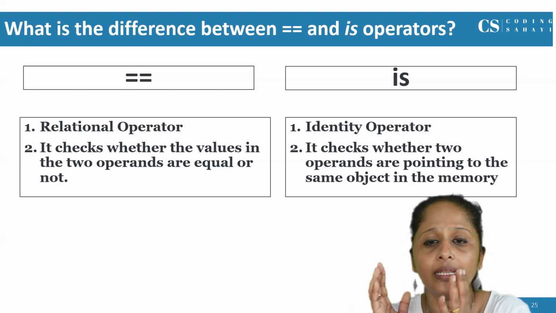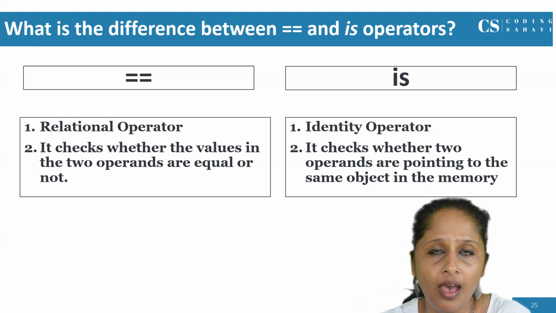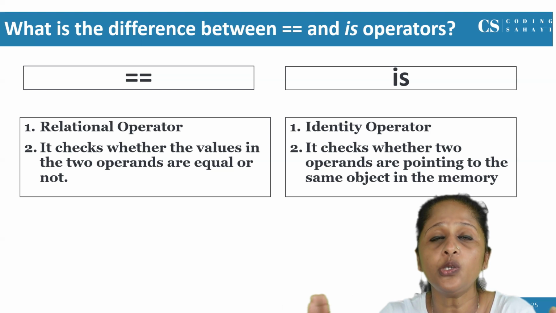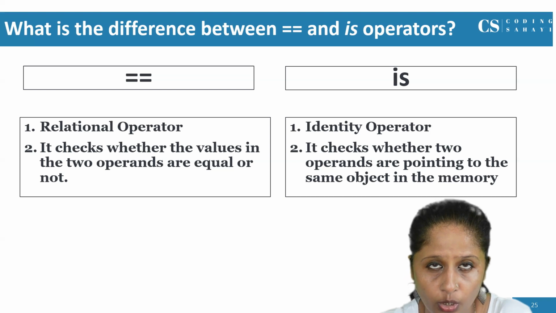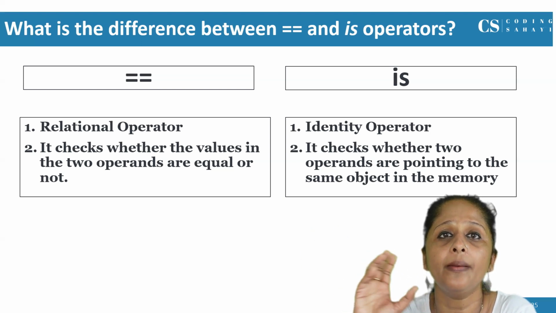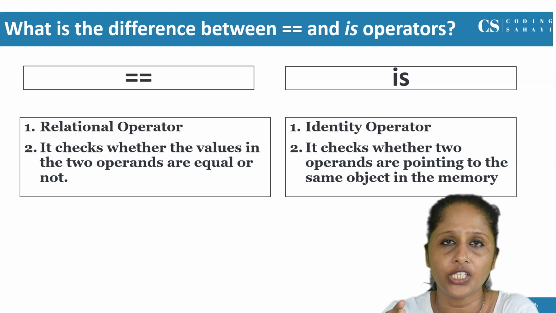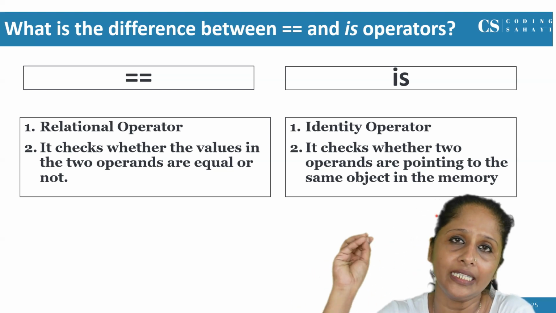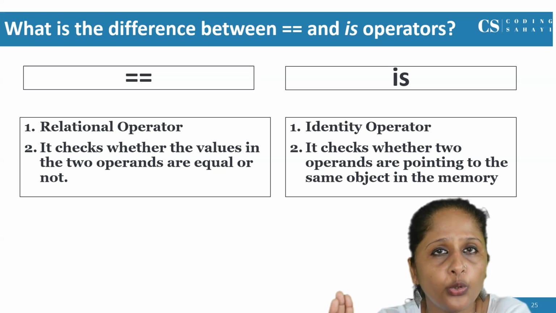So the difference between the comparison operator equal to and the identity operator is this. The first one, double equal to, is checking whether the values are equal in two operands. If you are taking two operands, whether the values are equal or not. And in case of is, it is checking the identity, that is whether the two operands are pointing to the same memory location, or the same object in memory. So these are the differences between double equal to and the is operator.